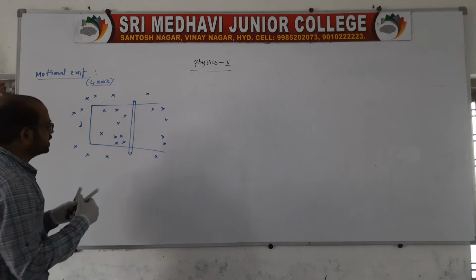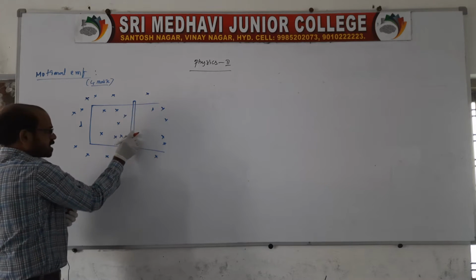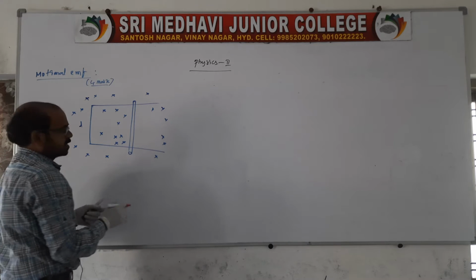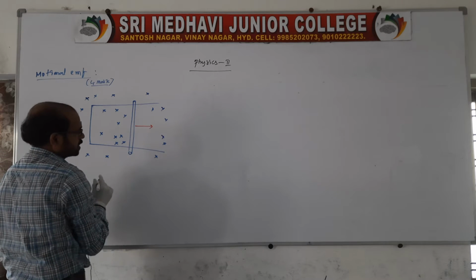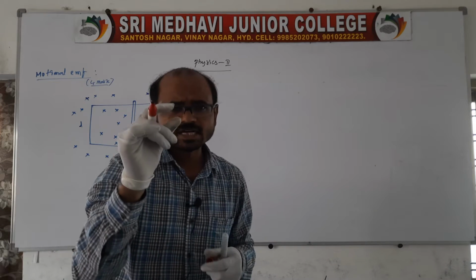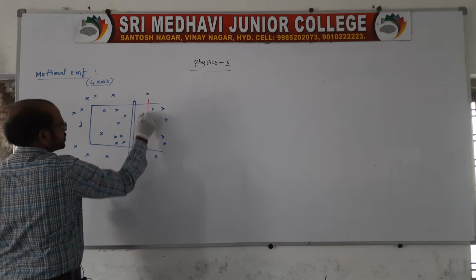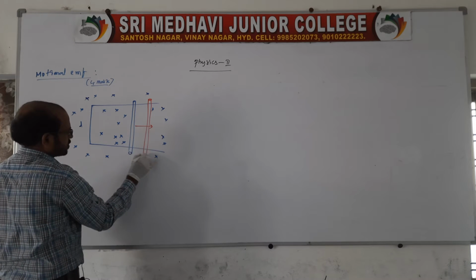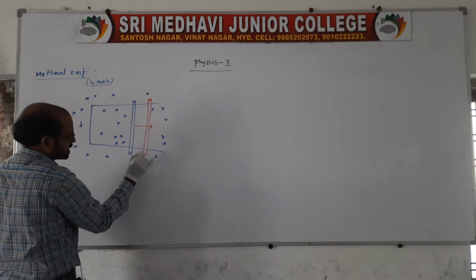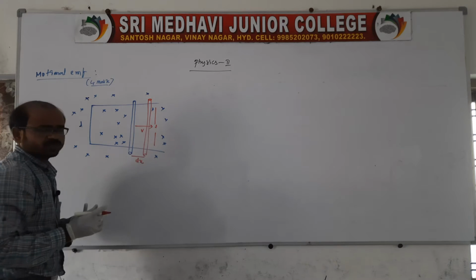Now I want to say the rod or wire of length L is moving in the given field. Suppose it is moved through a distance, from this place, of dx. The length of the wire is L and it is moving with a speed V.